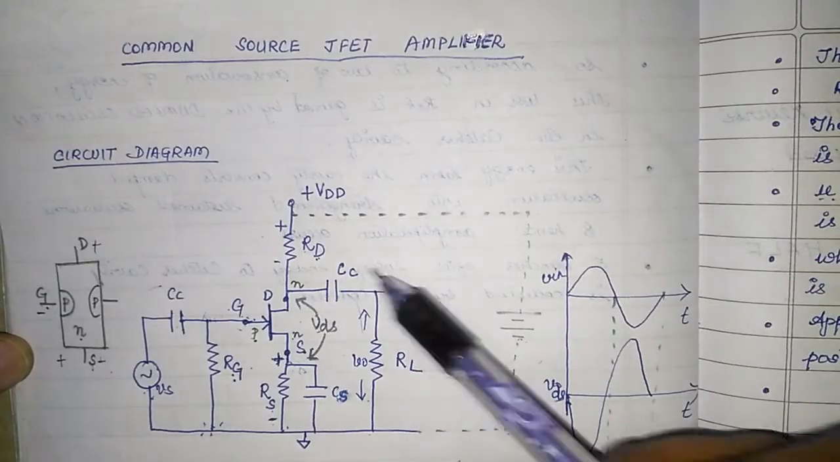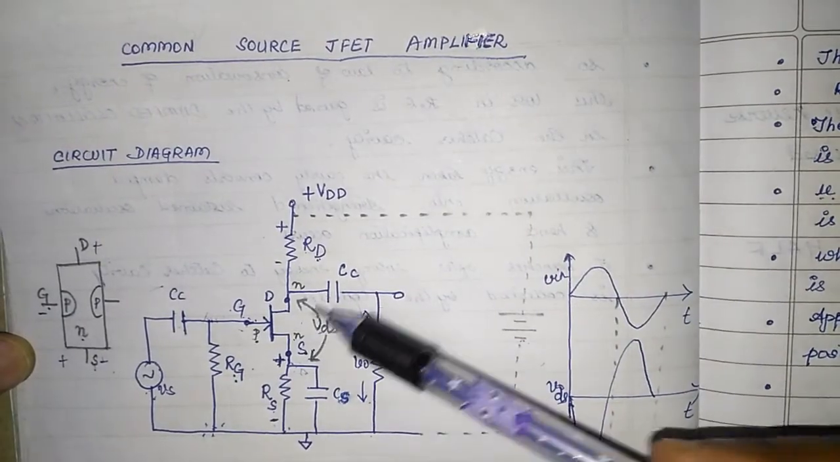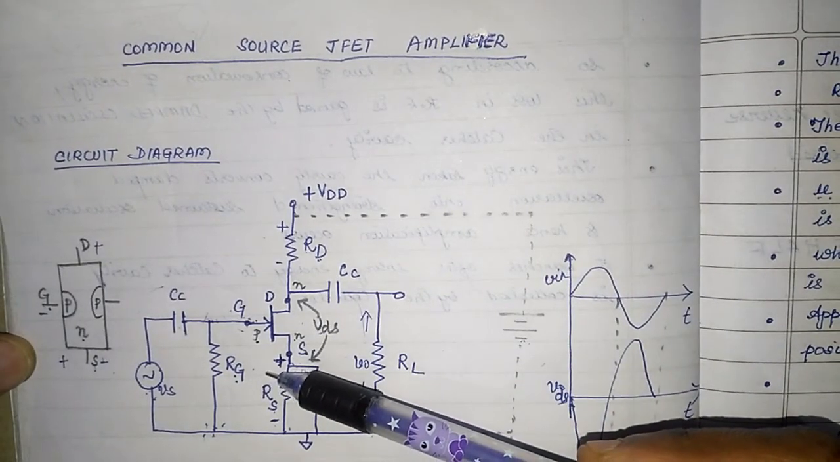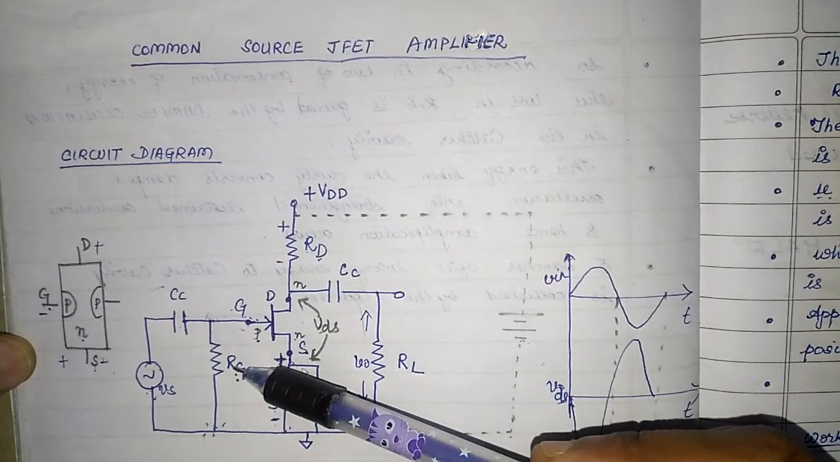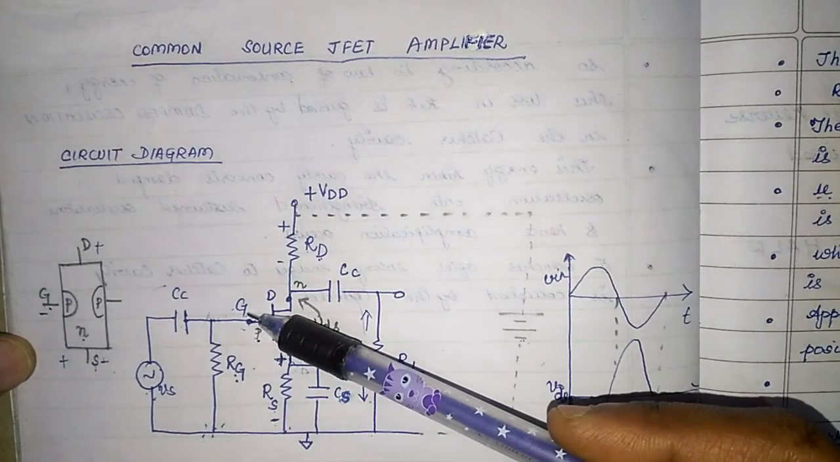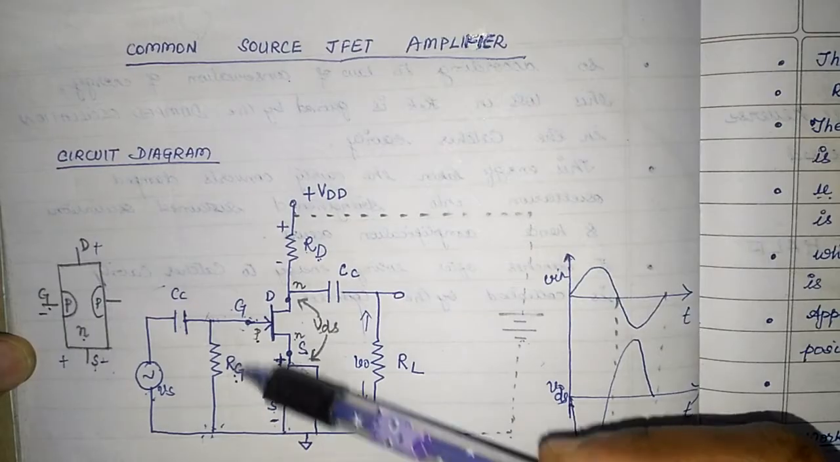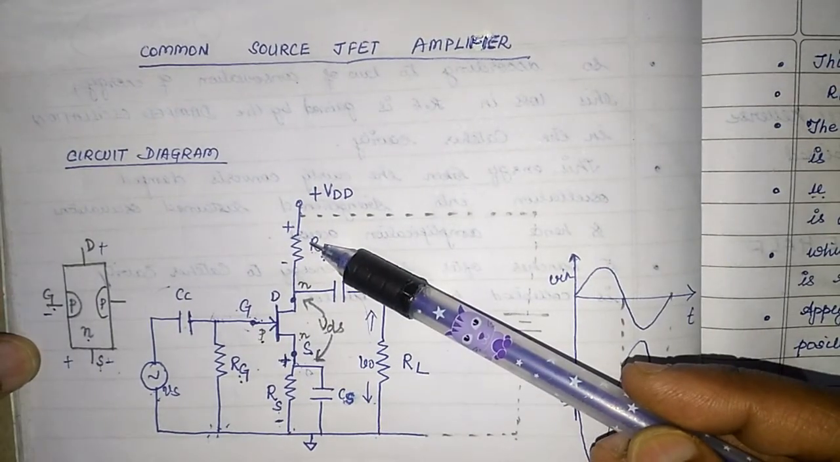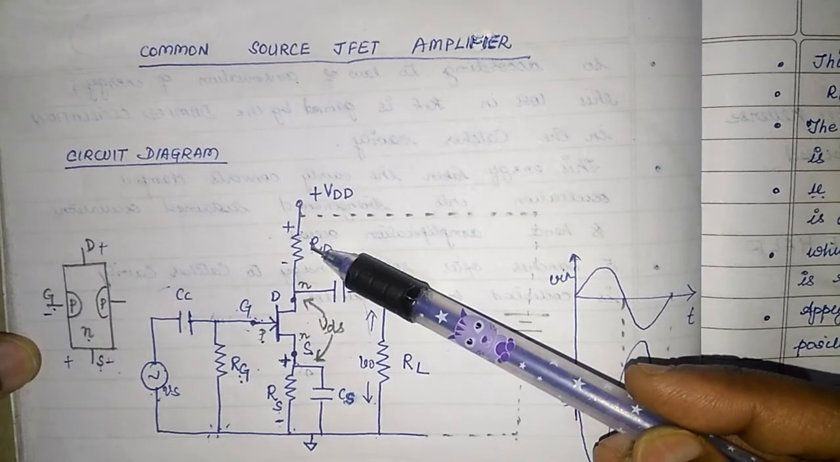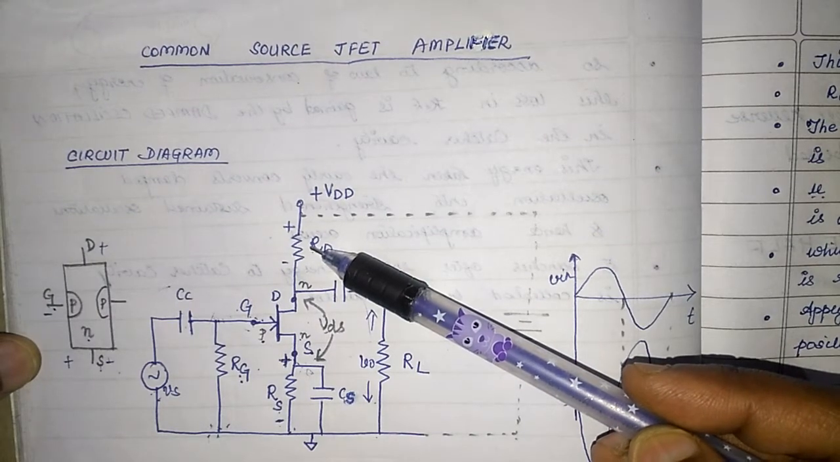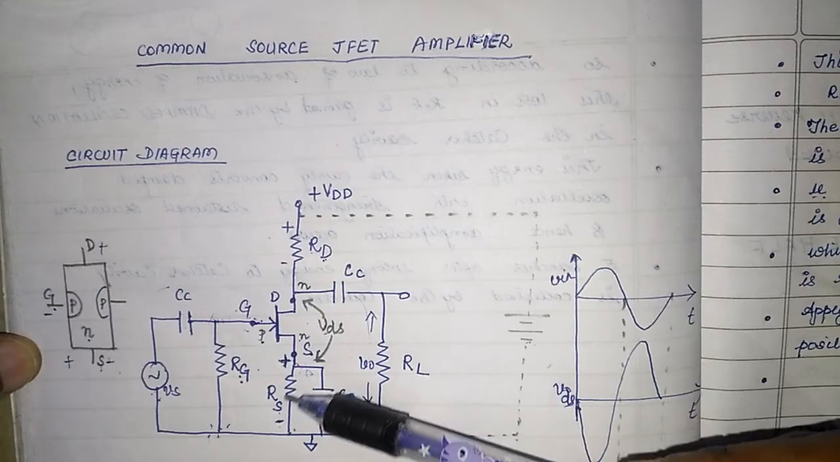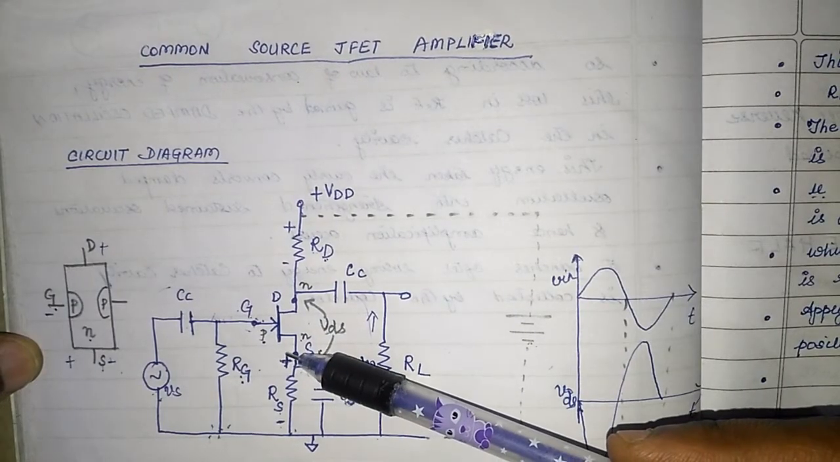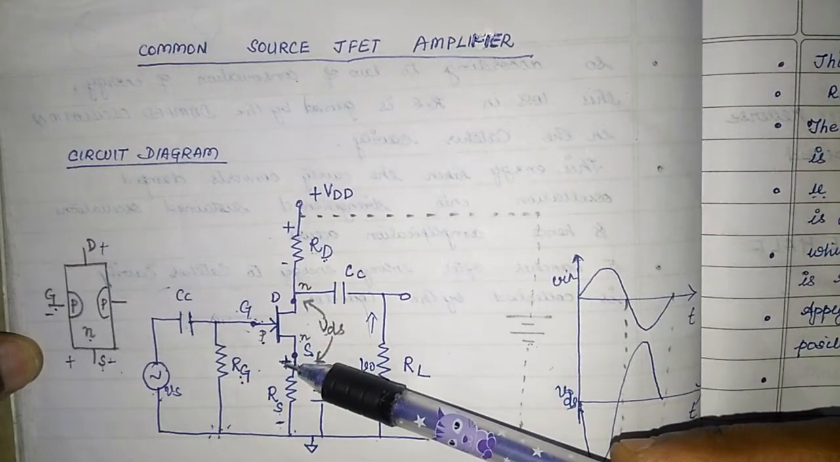So what is the role of RG? RG is the gate resistance and it is responsible for keeping the gate at the ground potential. I will tell you how that happens. So what is the role of RD? Same as that of RC in CE amplifier. So here it behaves like an output resistance. Now what is the role of RS? RS is a biasing resistance and keeps the source at a positive potential or above the ground potential with respect to the gate.